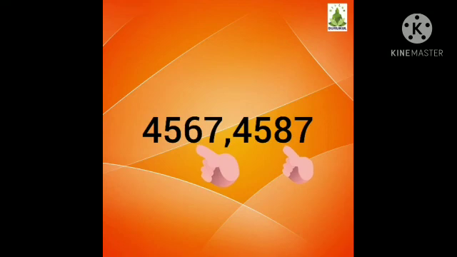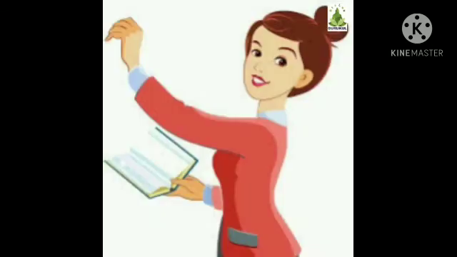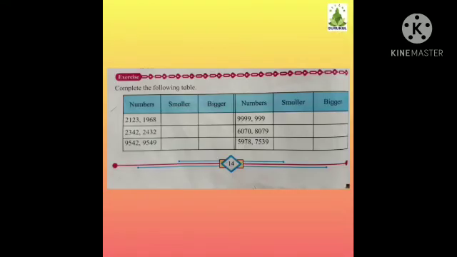If the thousands and hundreds digits are also equal, look at the tens digits to determine smaller and bigger number. For example, 4567 compared with 4587. Here if you observe 45 and 45, same number stands in the thousands and hundreds places. So now we are going to observe the tens place, that is 6 and 8. So which is the bigger one? Yes, teacher. 8 is bigger digit. So bigger number is 4587.